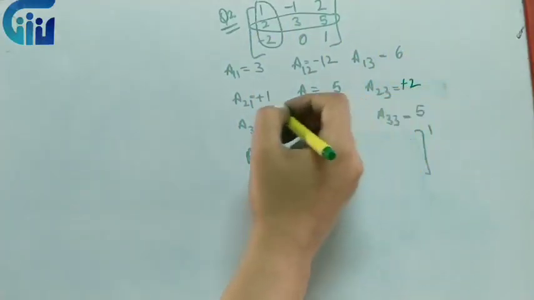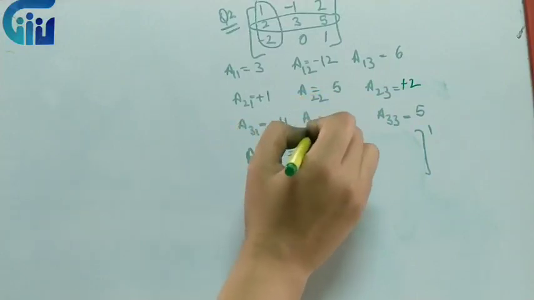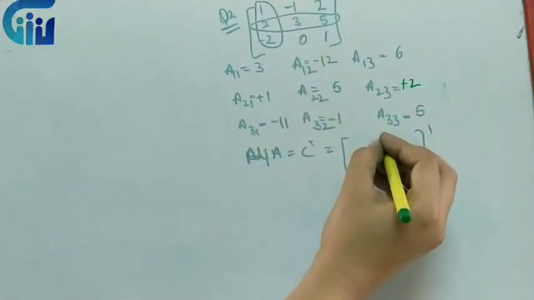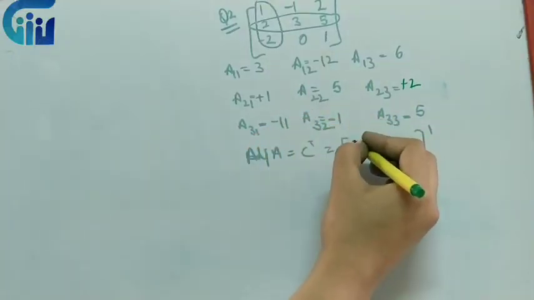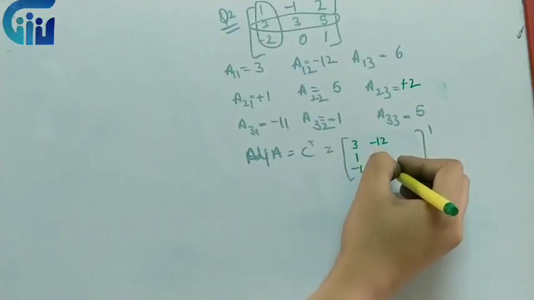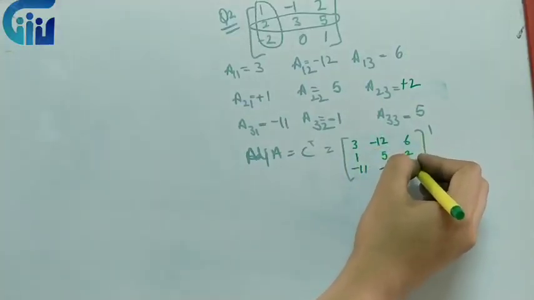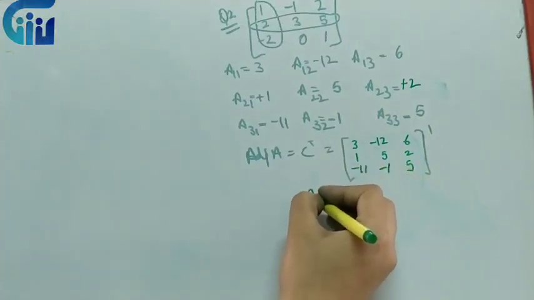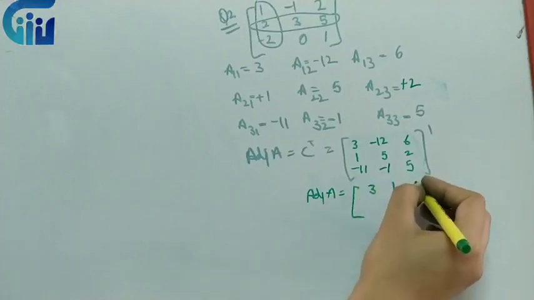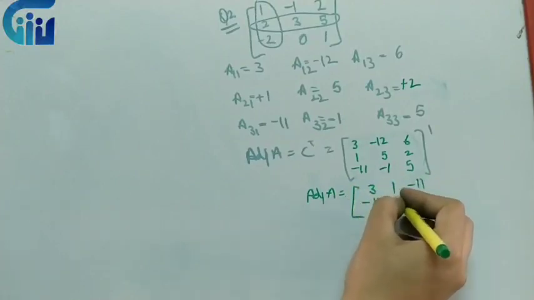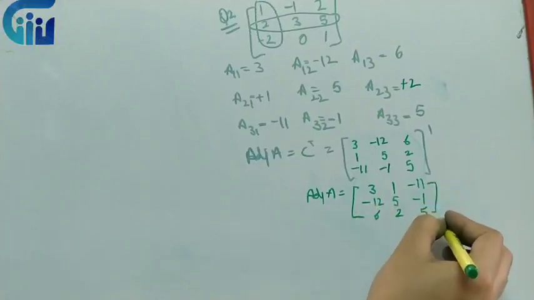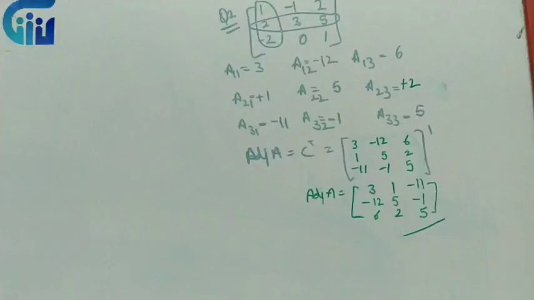So I'll just write plus 2, and quickly let's cover this: A31, A32, which will be minus 11, minus 1 and 5. Then adjoint A is the transpose of the cofactor matrix. So I'll just write the cofactor matrix over here. So it will be this, and then to find the adjoint, what I'll do is I'll just write the transpose of this. In transpose, columns become rows and rows become columns. So the answer will be this. This is my adjoint for a 3 by 3 matrix.